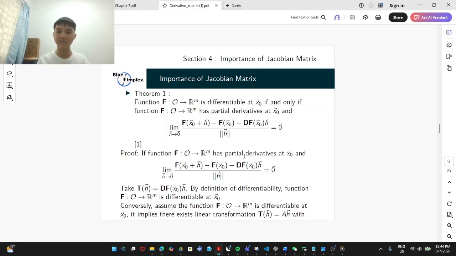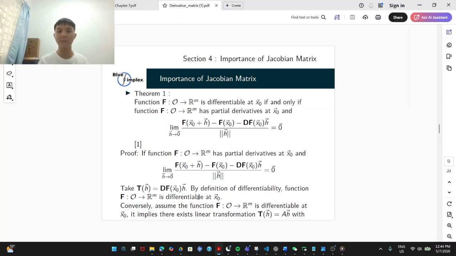If function f has a partial derivative at vector x naught, it implies this one. So we want to prove the right side to the left side first, and that is the easy part. We can choose the linear transformation T equal to the derivative matrix times vector h. So by the definition of differentiability, the function is differentiable at vector x naught, using the definition only.